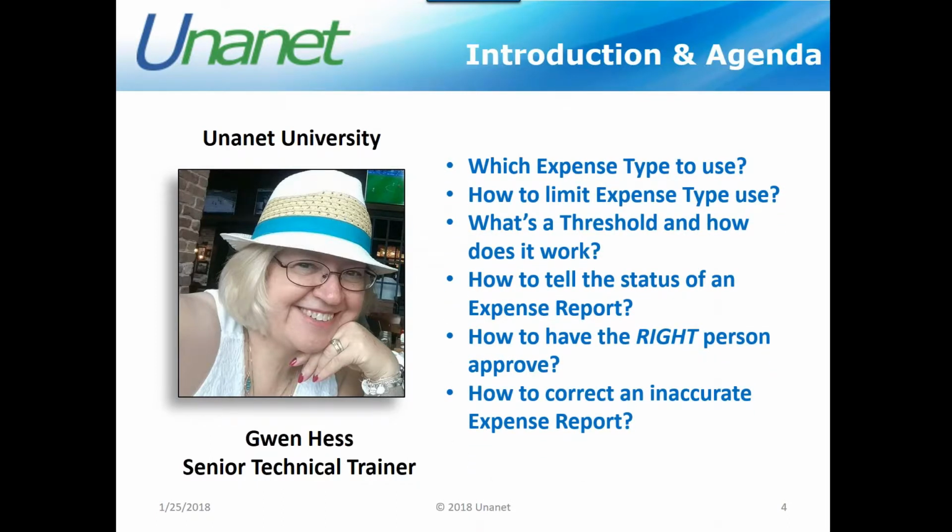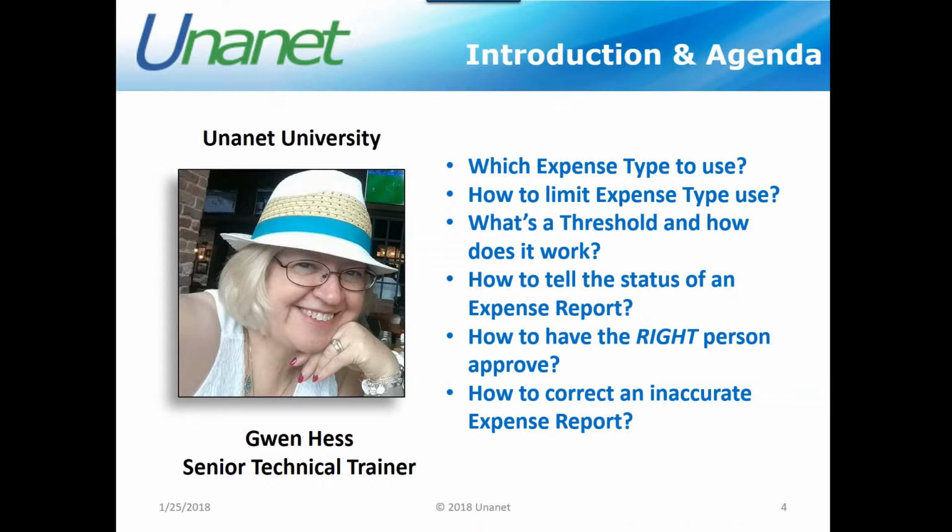Today, we're going to be going over primarily these 6 items. We're going to look at, well, what type of expense type should I be using? We're going to look at how we can limit what expense types are available for use. We're going to look at what's a threshold. What is that? How does it work? We're also going to be able to tell the status of an expense report so that we're going to know where it is in the process and what we might be expecting to happen as next steps.